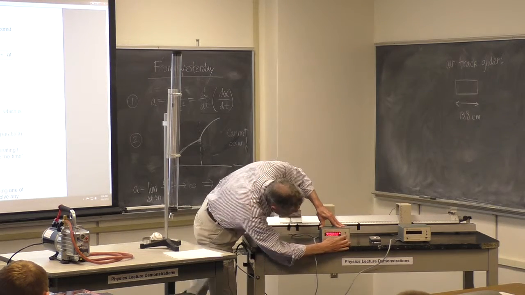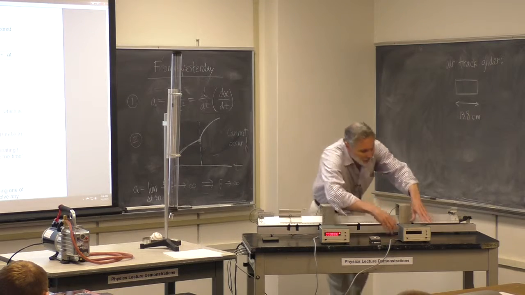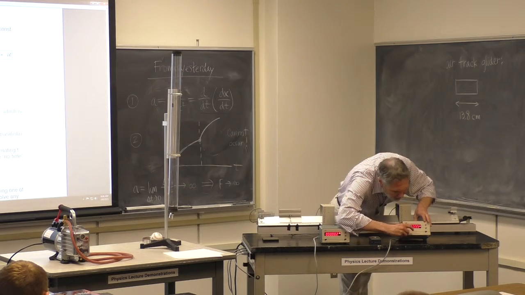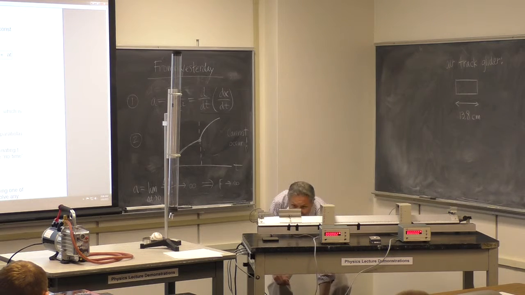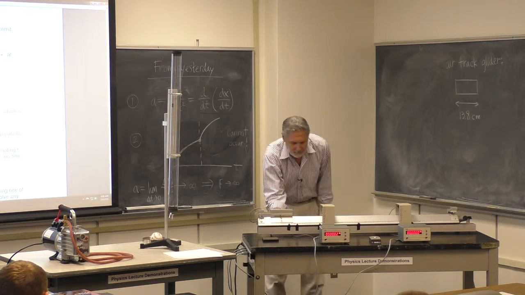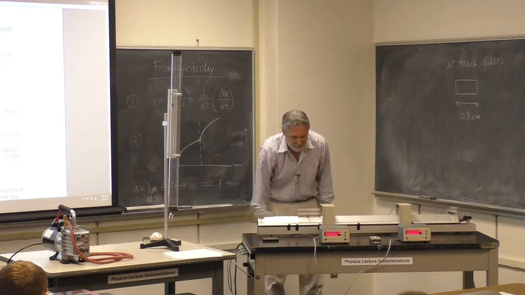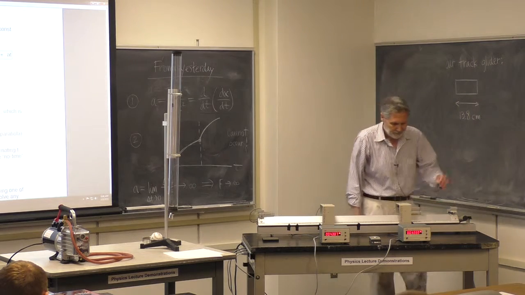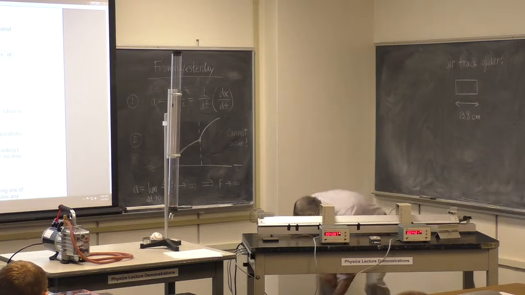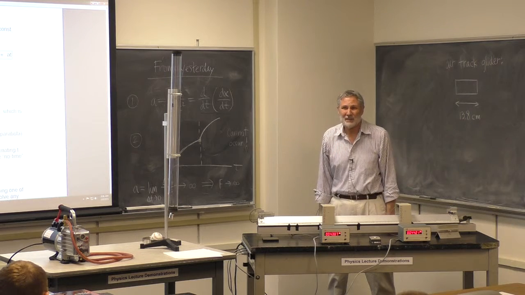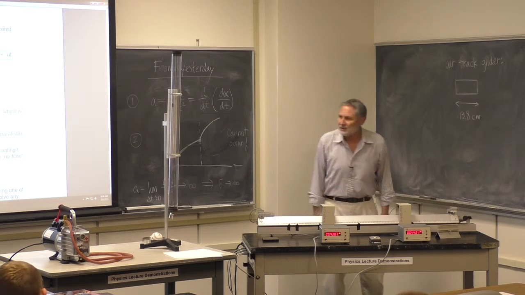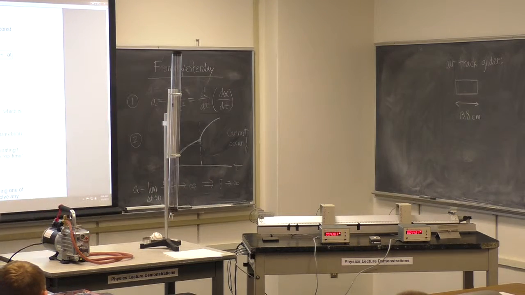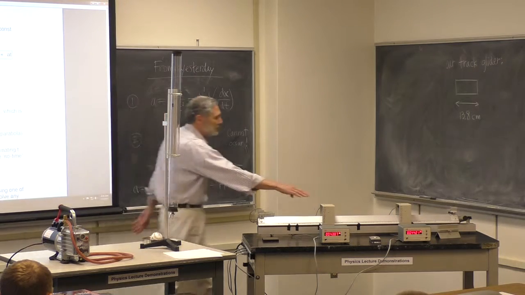Right. So let me turn them on and reset them. Hopefully this will work. Did it work? Do you have the readings there? Okay, so what's the average velocity for the first gate, for the first photo gate here?